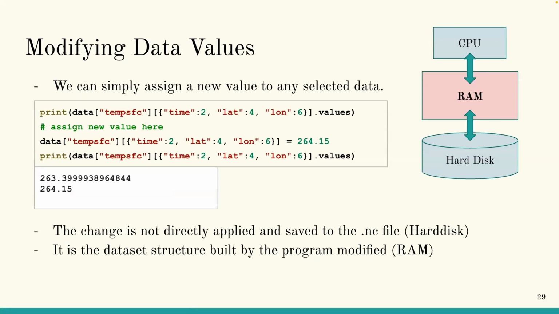So when you are modifying your data set, here is how we can modify the data set. We are talking about a certain value in your data. So this is still using the indices. And then we modify the data by assigning a new value, say 64.15, to a certain value. Originally, it was 263 something.